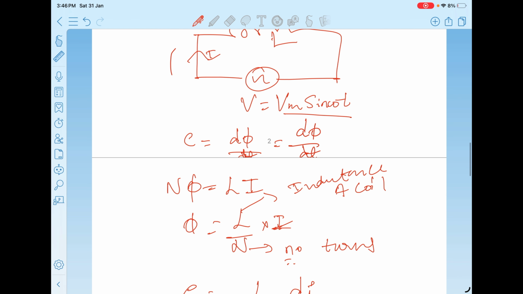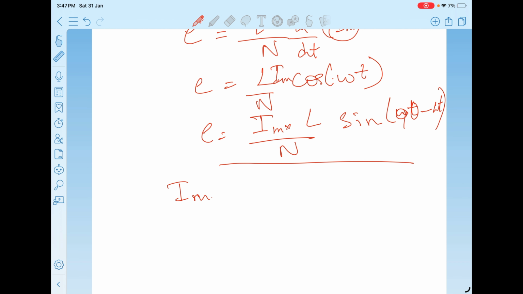Im. The EMF is Im into L/N, since differentiation gives cos. And if you want to write it again in terms of sine, how will you write it? sin(90 minus ωt). So the current which you took, I = Im sin ωt, and the voltage you got across the inductor is Em sin(90 minus ωt).